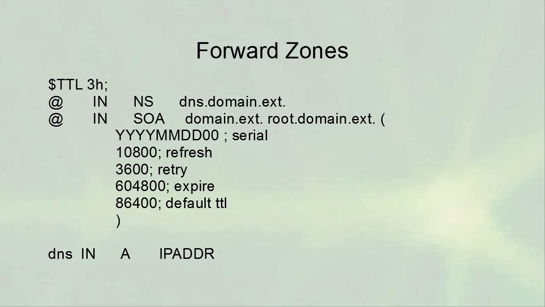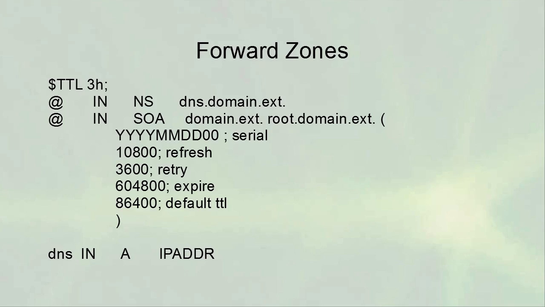So what you have is the word dns in the front of that line, and then your IP address at the end. And if there is nothing after the dns, no trailing dot, it assumes that you are just giving an address in that domain. So if this is domain.ext, it will assume that is dns.domain.ext dot. And that would satisfy the name server record at the top with an A record at the bottom.